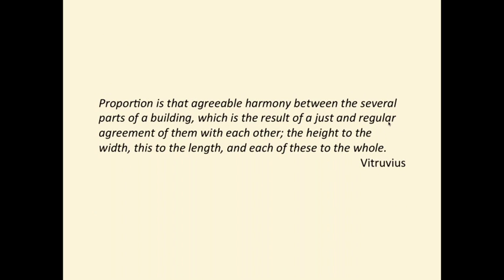There was a Roman engineer and architect, who lived at around the same time as Julius Caesar, and he was very famous in his own way, Vitruvius, who said that proportion is that agreeable harmony between the several parts of a building, which is the result of a just and regular agreement of them with each other, the height to the width, this to the length, and each of these to the whole. And I thought that was quite a nice description of the way in which proportion is used in buildings. Proportion is an agreeable harmony. I very much like that description.